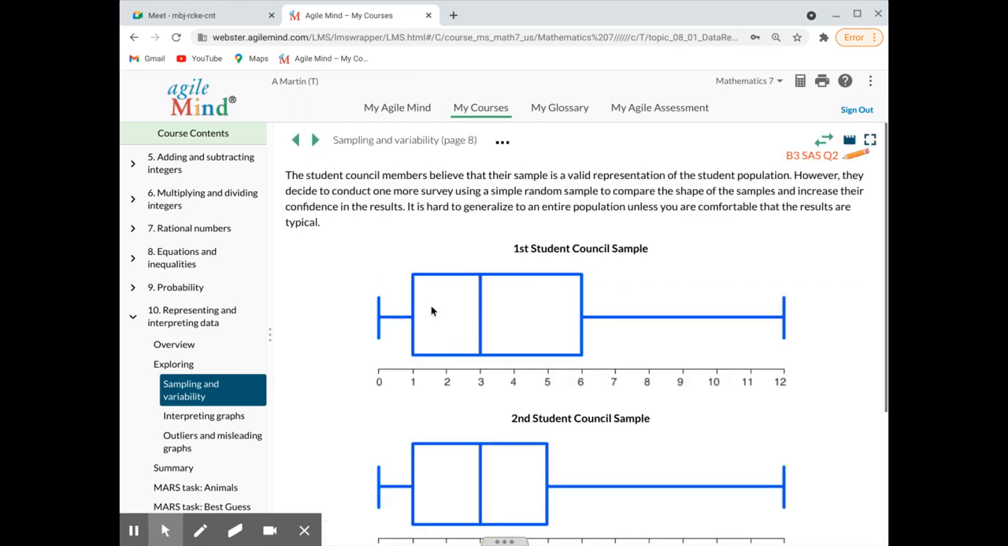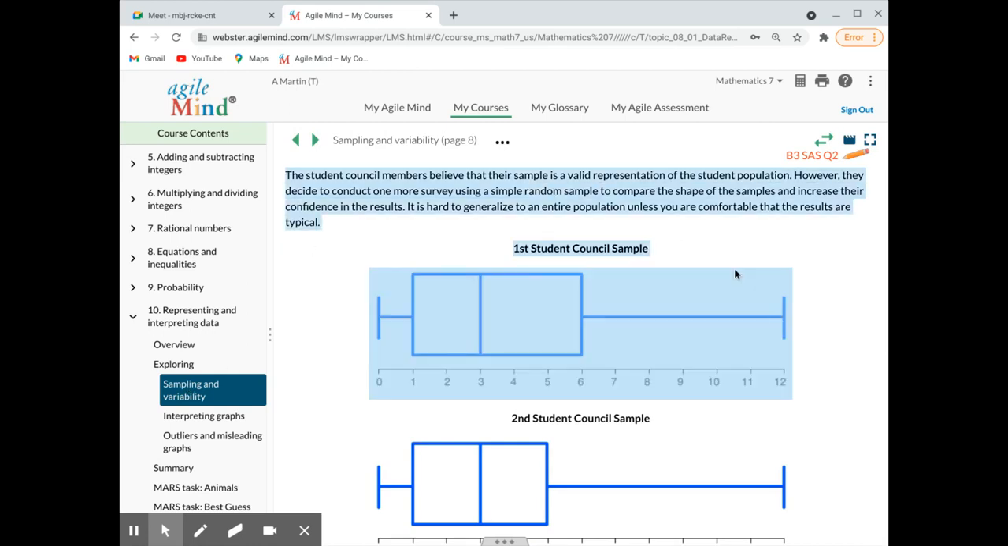All right. Going to our next page in Agile Mind. If you would, Mr. Braden, would you read this, please, sir?